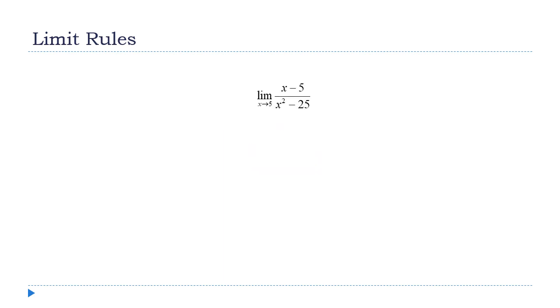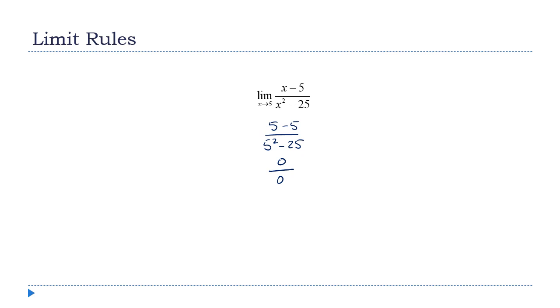All right, so let's take a look at this one. I'm going to try that same method here. If I just substitute 5 into the expression, I get 5 minus 5 over 5 squared minus 25. 5 minus 5 is 0. 25 minus 25 is 0. And that's not defined.